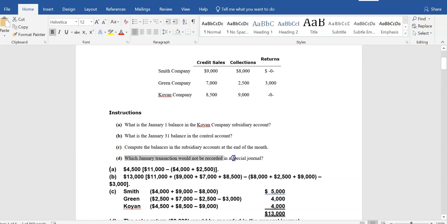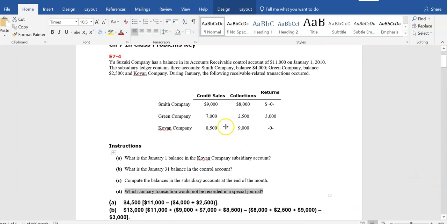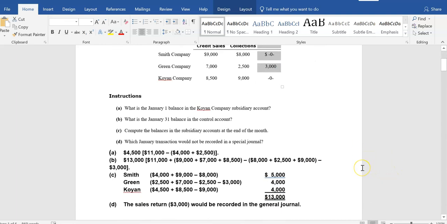Finally, which January transaction would not be recorded in a special journal? We have special journals for sales on credit. So all of the credit sales would have been recorded in the sales journal. All of the collections were done in cash, which means we would have recorded all of the cash collections in the cash receipts special journal. The only transaction here that doesn't have a special journal would have been the returns, which means that would have been recorded in the general journal.